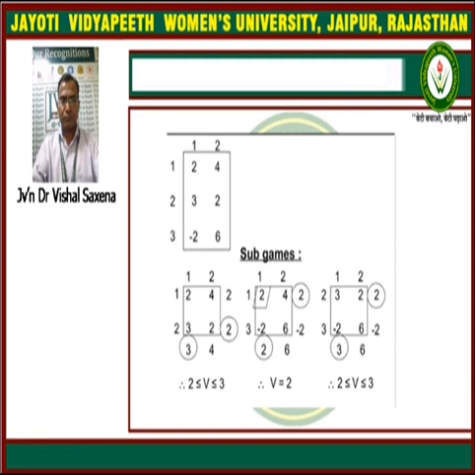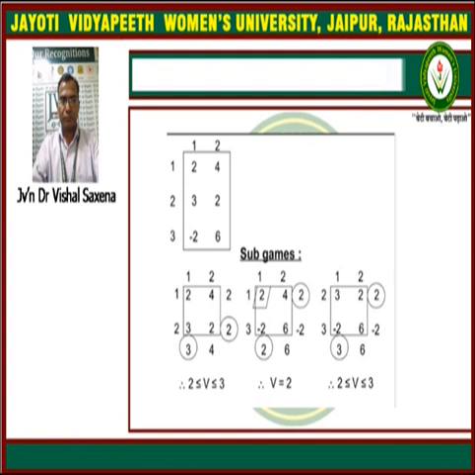While the third sub game is made by taking the second and third rows in the initial game, in the main game. So the second and third rows are taken here. So strategies 2 and 3 are taken, and strategies 1 and 2 are taken, and the game is formed with the entries 3 and 2, minus 2 and 6.